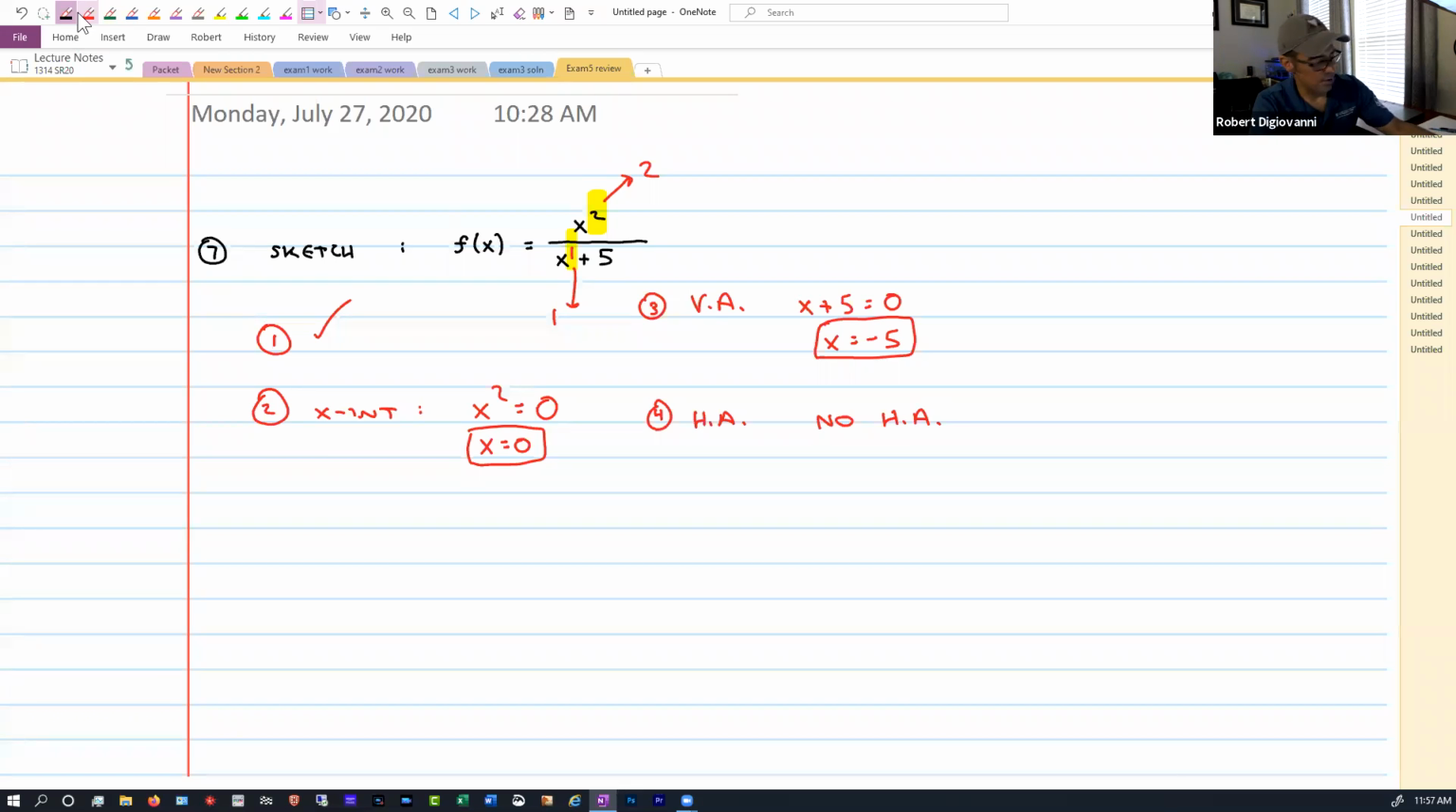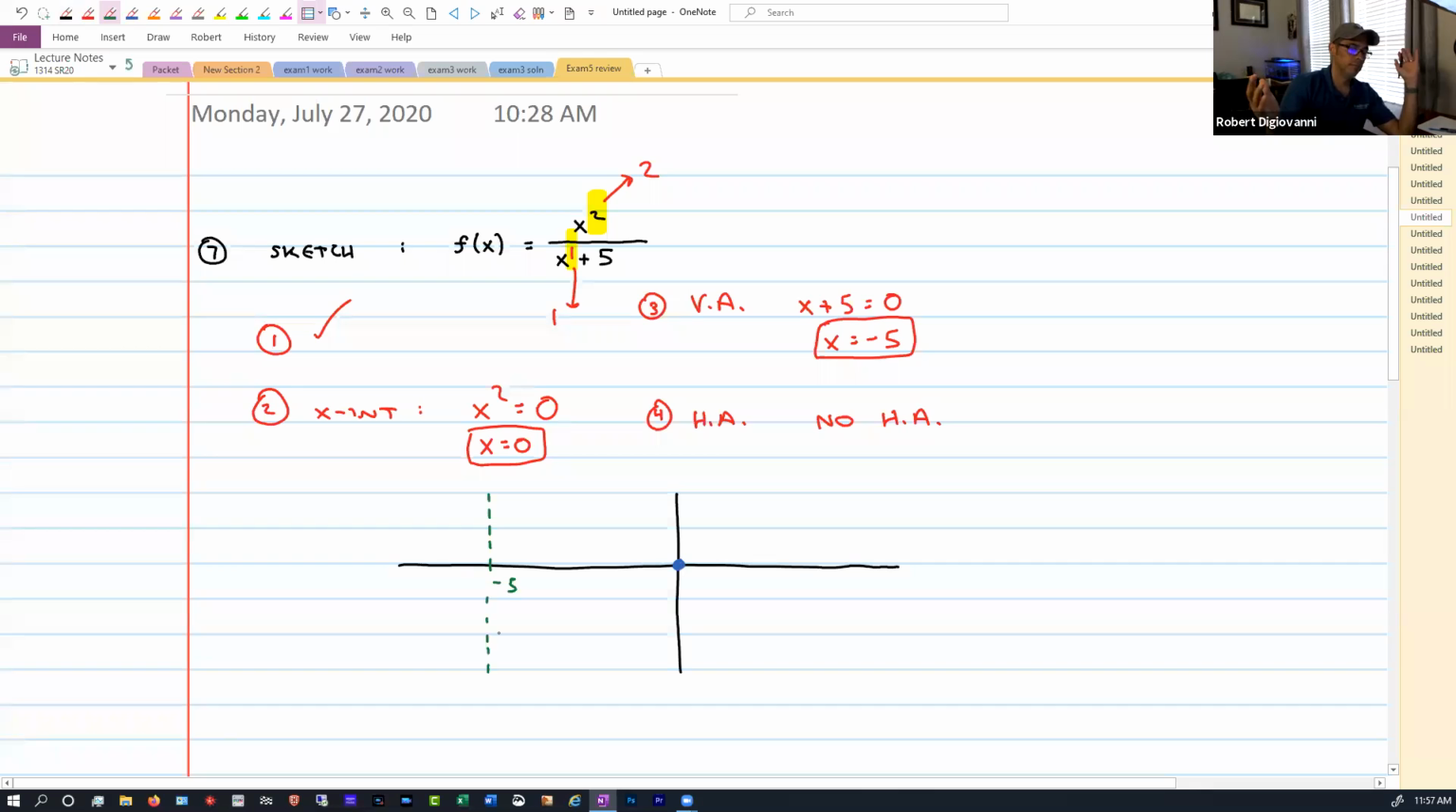So this is actually going to be really easy for me to draw because I have an x-intercept at 0, so I have a point right there. I have a vertical asymptote at -5. And that is it. That's all I can draw. I don't have any other information. Okay, what do y'all think? That's it. Those are the 3 rational functions that I've given you as the review.